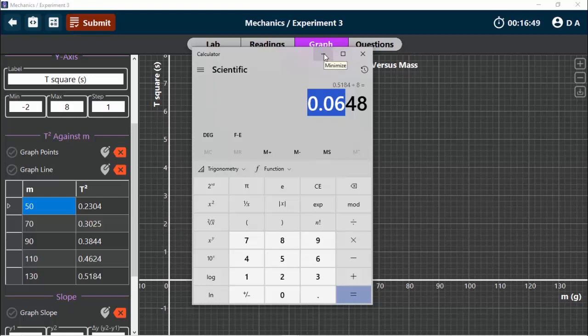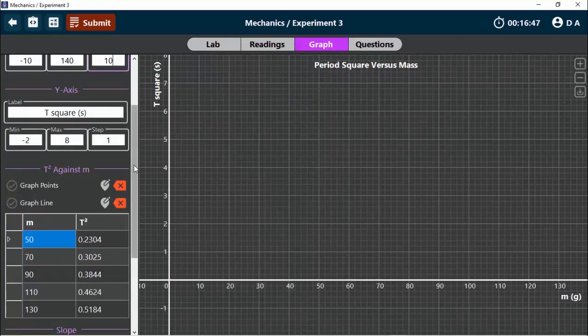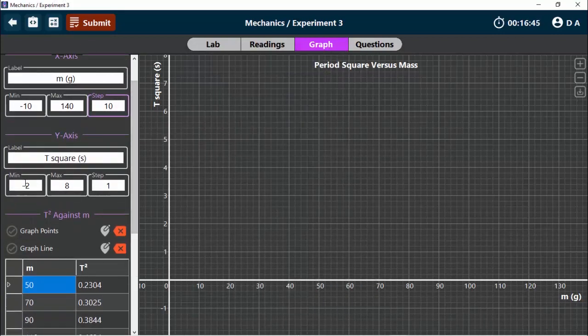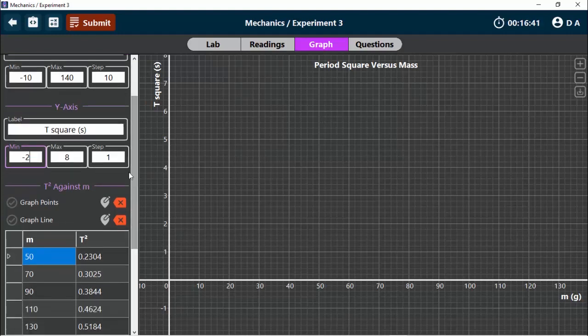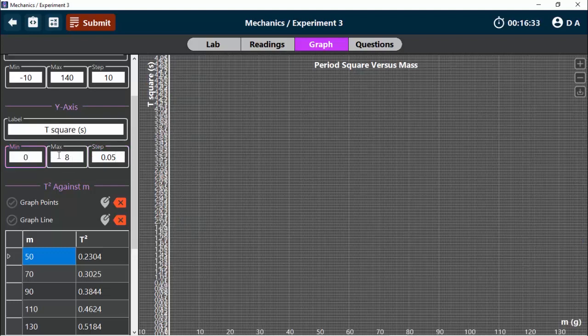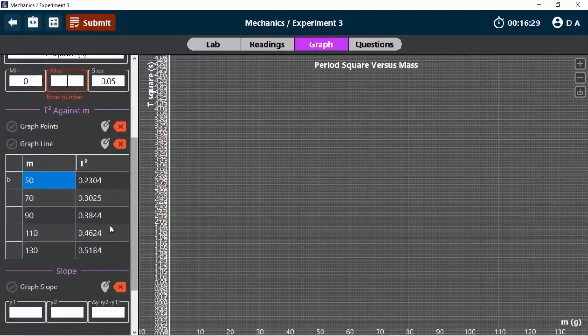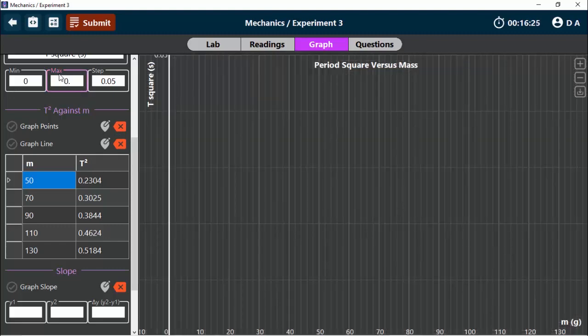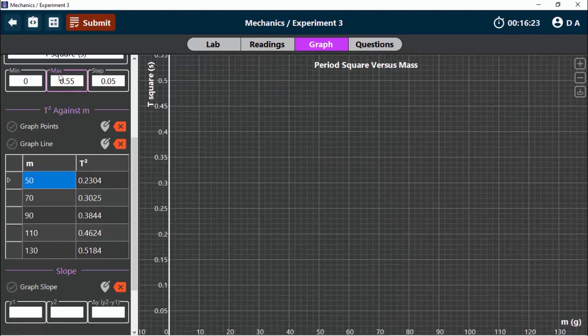Then okay, let's take a look. So this is 0. I'm going to use 0.05. Then the minimum is, let's start with 0. Then let's make the maximum to be the maximum value here plus 0.05. So that's 0.55. Yes.